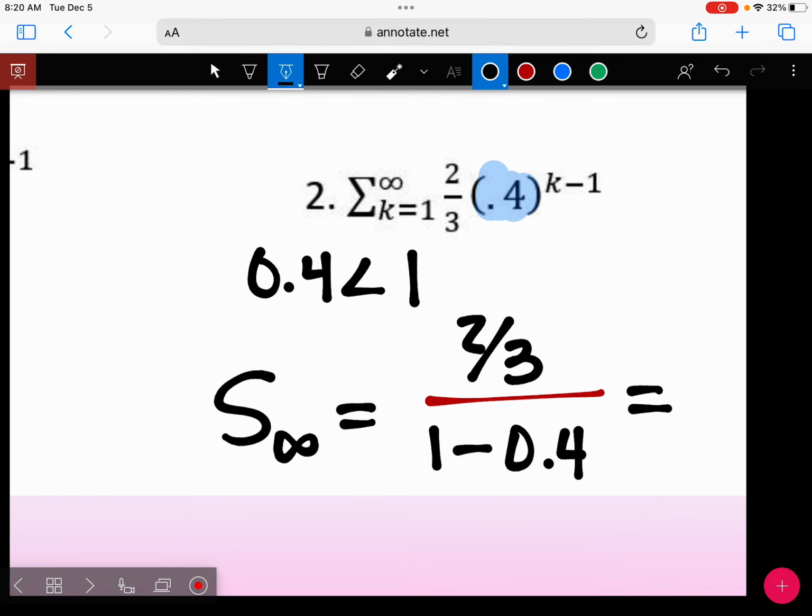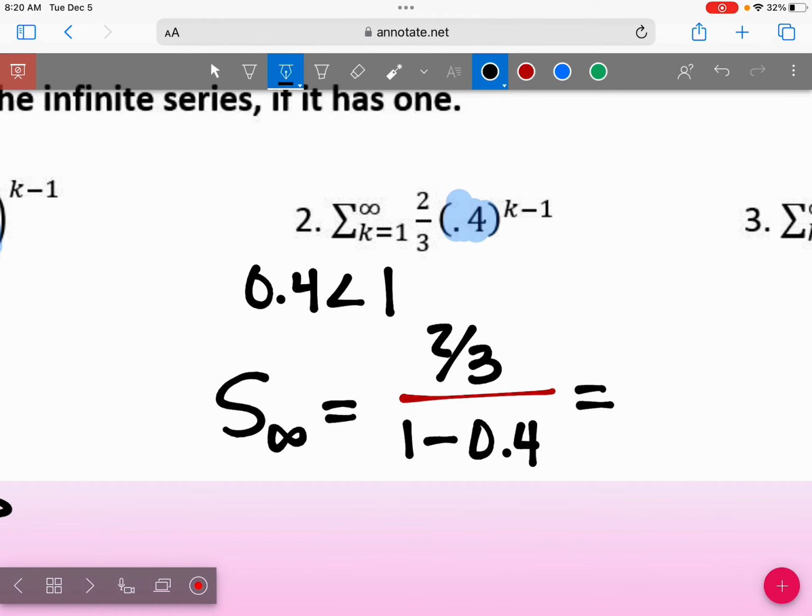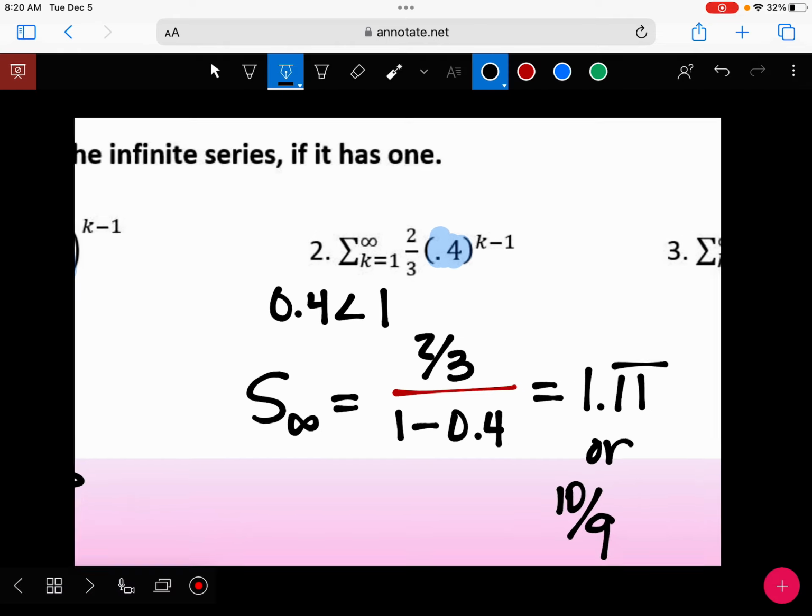So if I remember correctly, did you get 1.1? Yeah. Or is it 10 over 9? Either one of those answers would work.